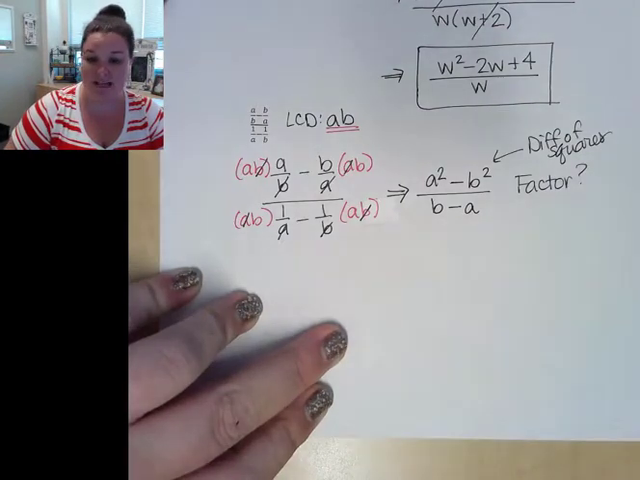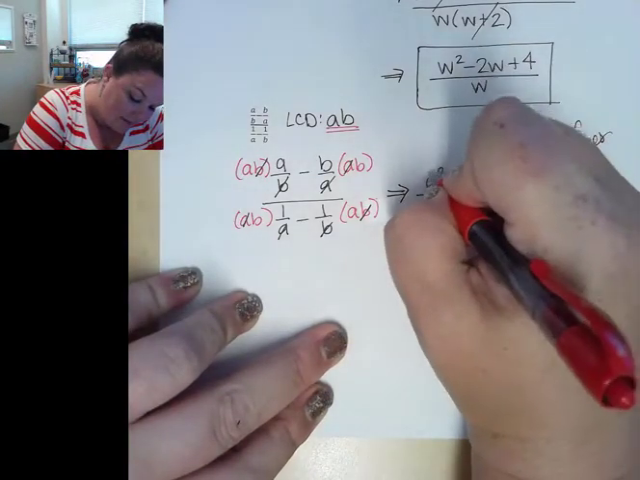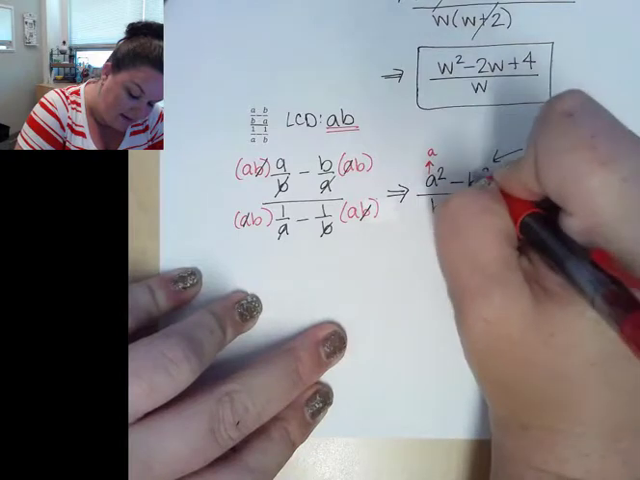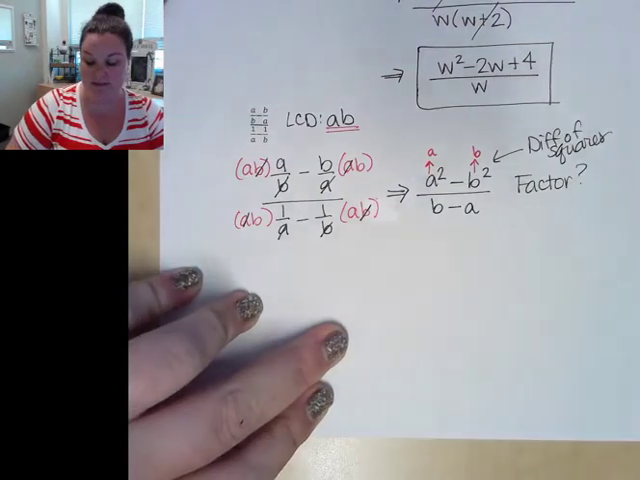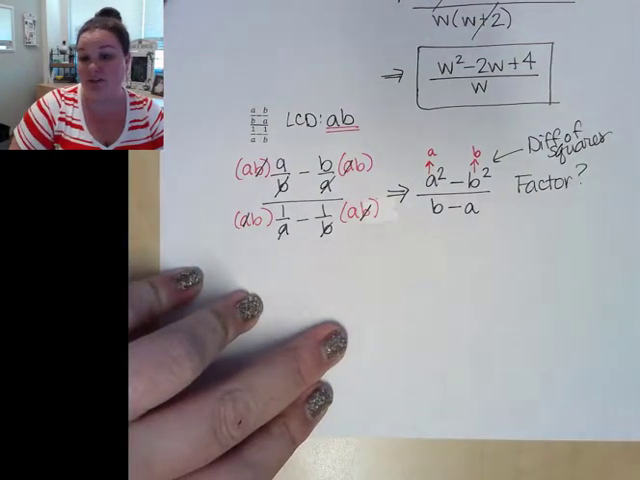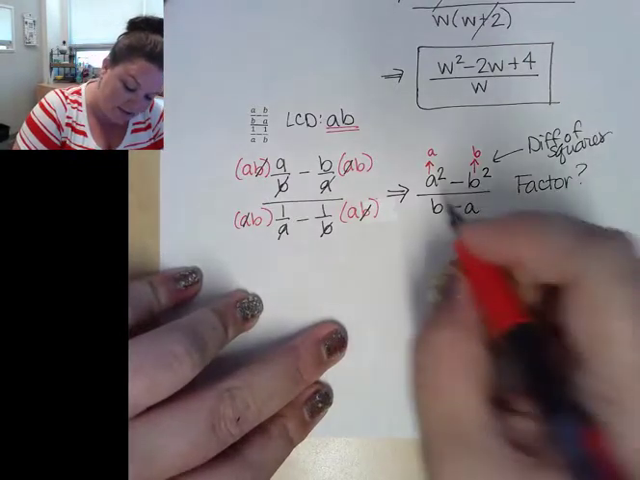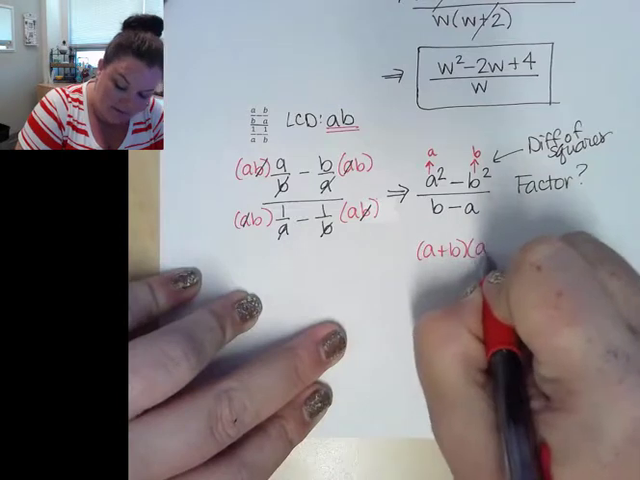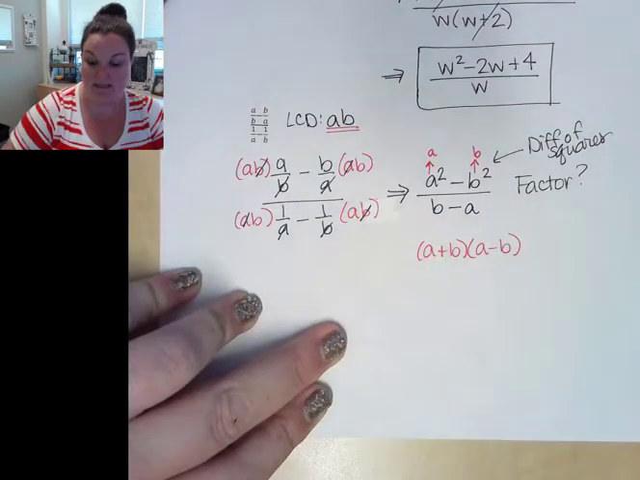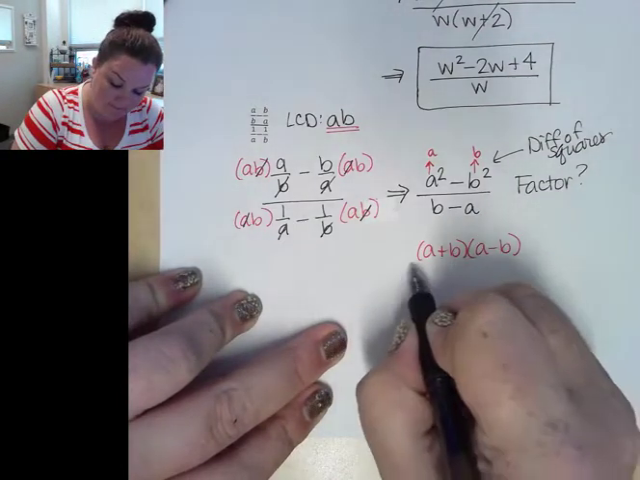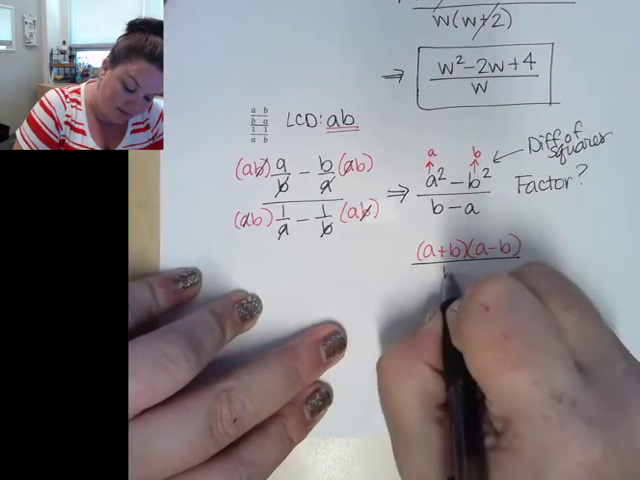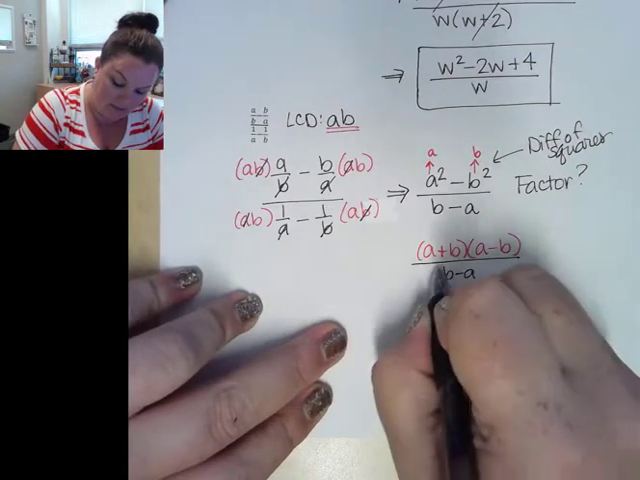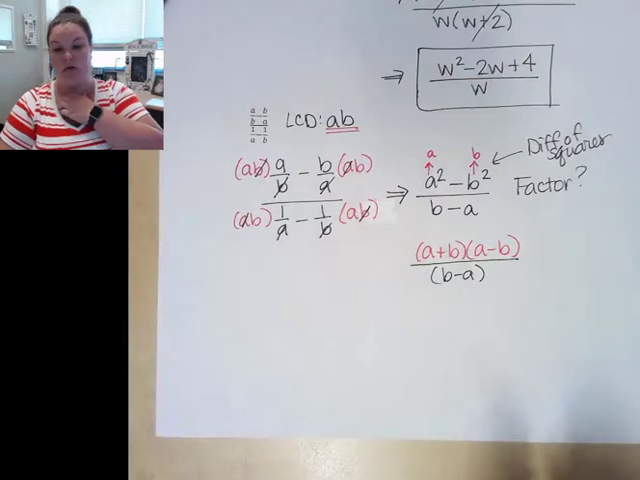Difference of squares, I need to identify my bases. My base being squared here is an a. My base being squared here is a b. And remember, a difference of squares factors into my first base plus my second base times my first base minus my second base. Okay. And then on bottom, I have b minus a. And I'm going to put it in parentheses just because it's a quantity.